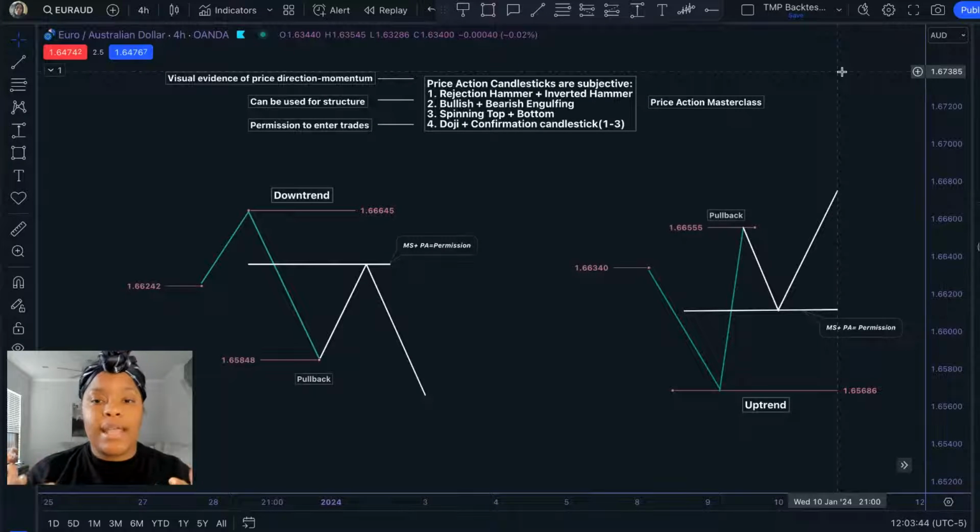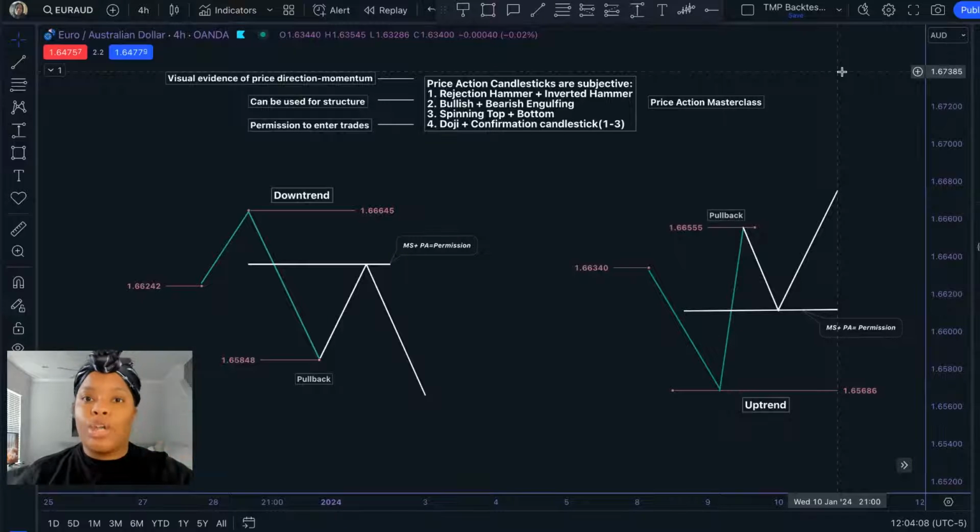Now, these candlesticks that I'm going to be mentioning, like I said, I put them in four candlestick categories. The first category is a rejection candlestick, hammer and inverted hammer. Second candlestick category, bullish and bearish engulfing candlestick. Third candlestick category is a spinning top or a bottom. You've probably heard these called haramis. To me, I think they're the same candlestick. The last one is going to be a doji.